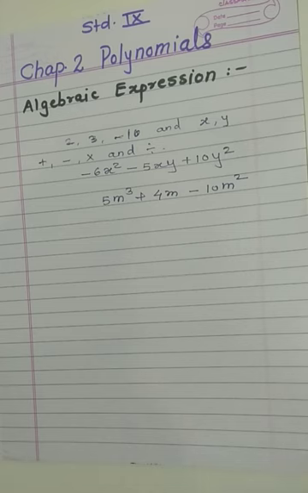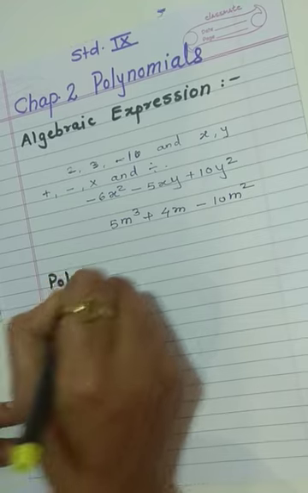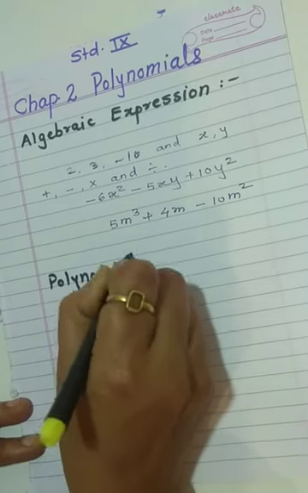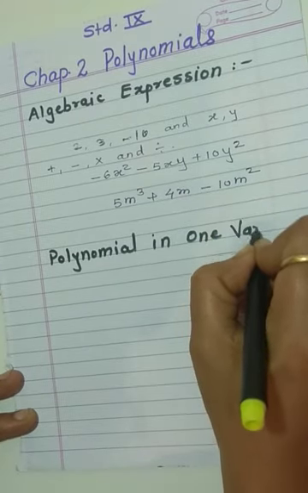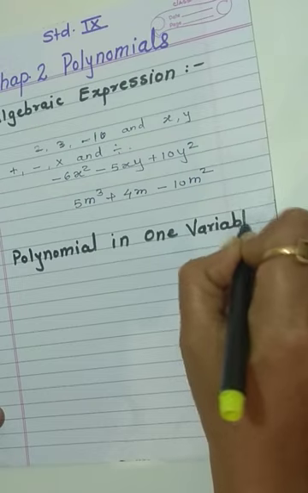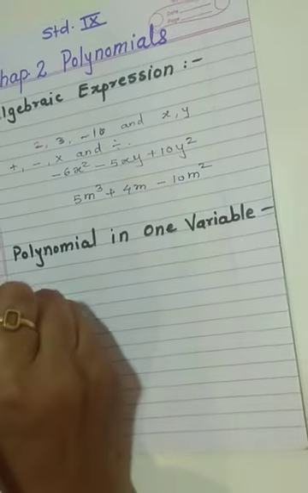Now let us see the concept polynomial in one variable. It is an algebraic expression involving a single variable having only whole numbers as the exponent, and it is called a polynomial in one variable. A polynomial in one variable x is an algebraic expression of the form p of x.